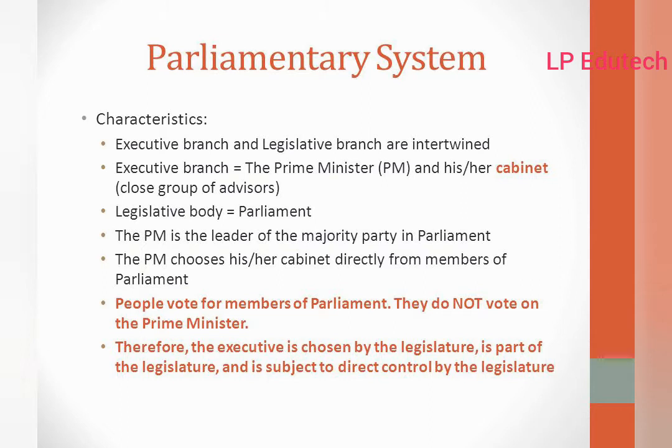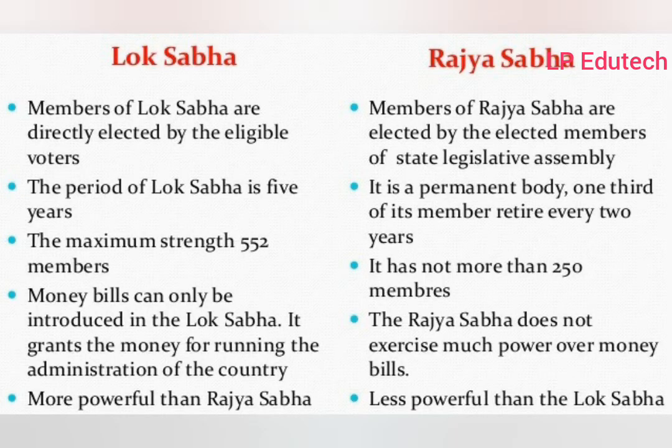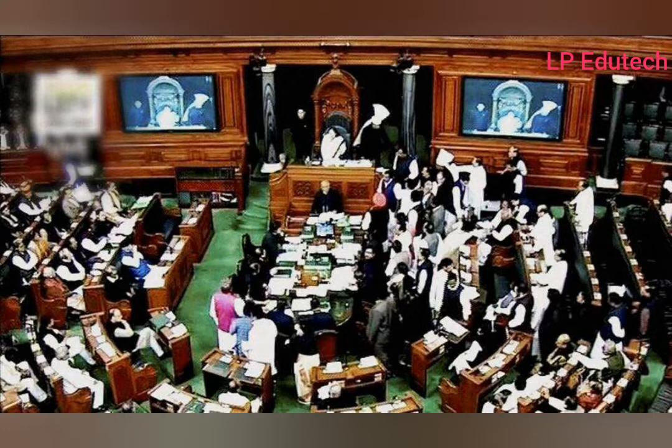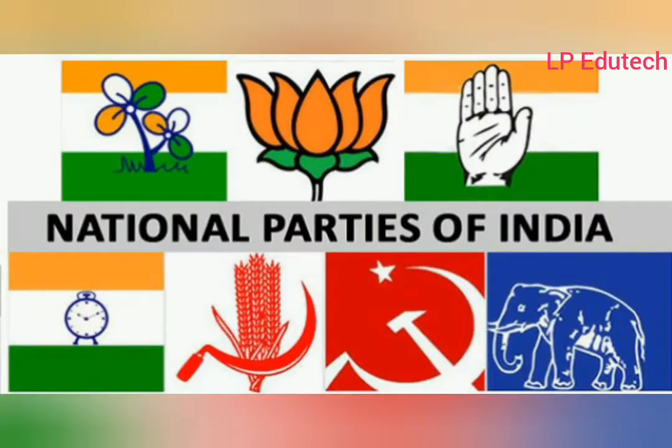Number 1, the parliamentary system is a system of governance. The legislature of the central government is known as the Parliament. The Indian Parliament is composed of the President, Lok Sabha and Rajya Sabha. Number 2, members of the Lok Sabha are directly elected by the people. The number of members in the House is fixed.